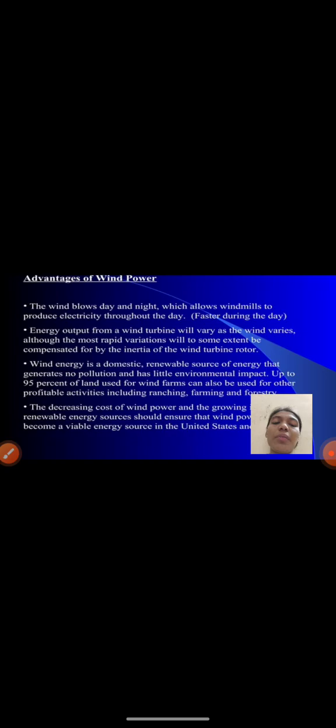Up to 95% of land used for wind farms can also be used for other profitable activities including ranching, farming, and forestry. The decreasing cost of wind power and the growing demand for renewable energy sources should ensure that wind becomes a viable energy source in the United States.